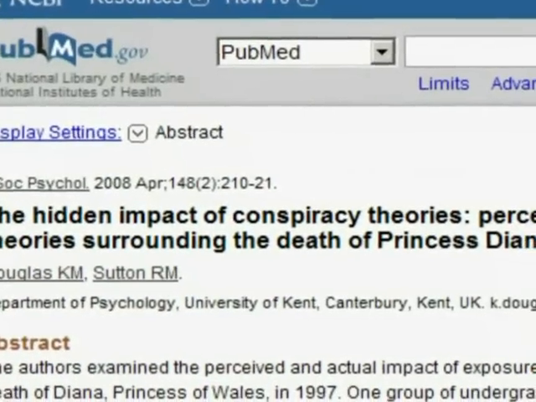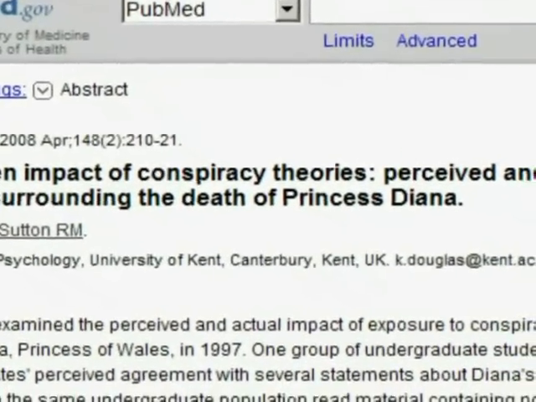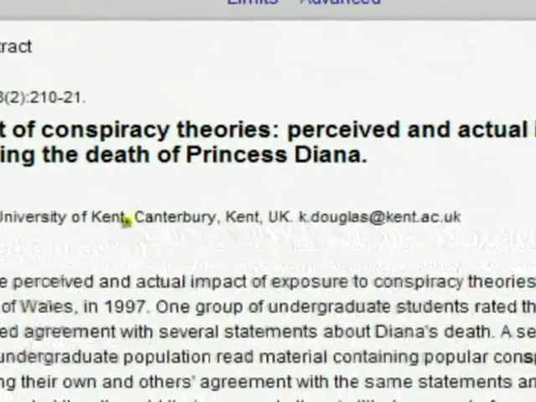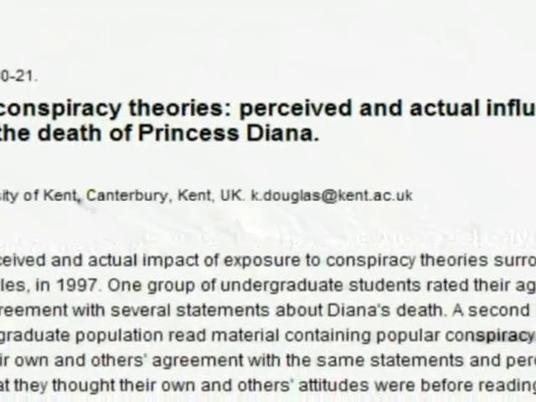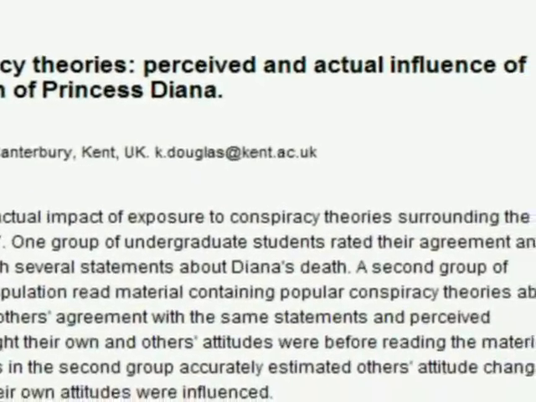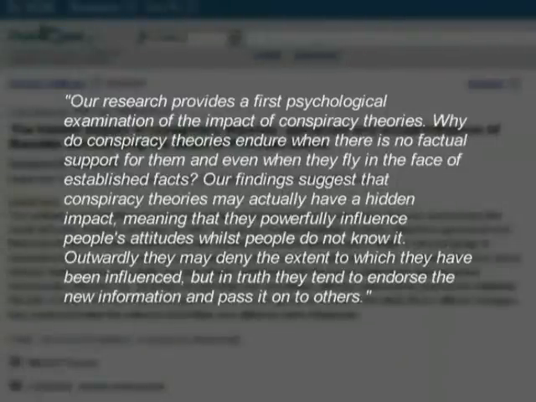For example, Dr. Karen Douglas and Dr. Robbie Sutton of the University of Kent have released a paper called The Hidden Impact of Conspiracy Theories, Perceived and Actual Influences of Theories Surrounding the Death of Princess Diana. The title sounds impartial, but the authors have claimed, "Our research provides a first psychological examination of the impact of conspiracy theories. Why do conspiracy theories endure when there is no factual support for them, and even when they fly in the face of established facts?